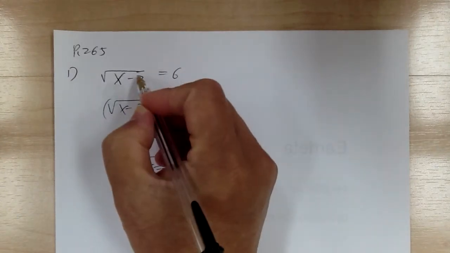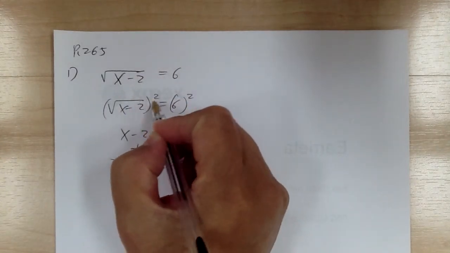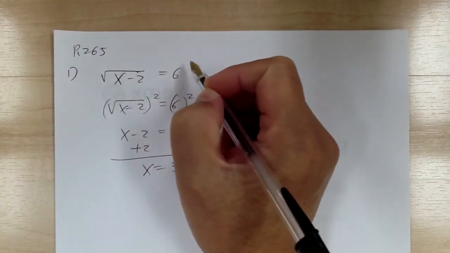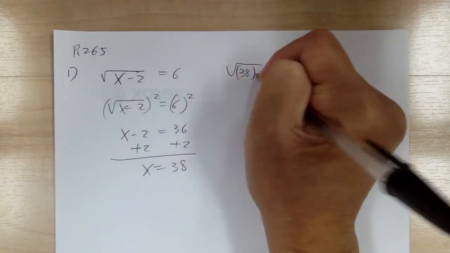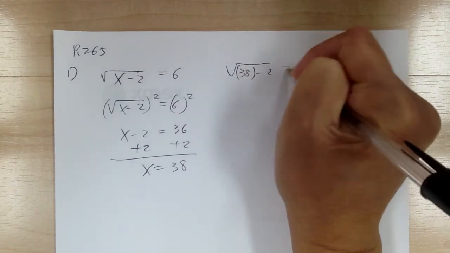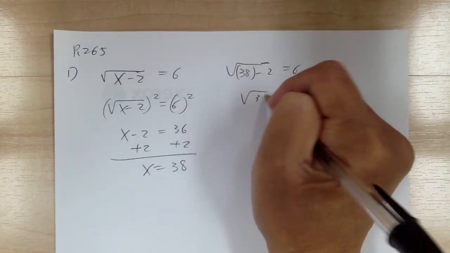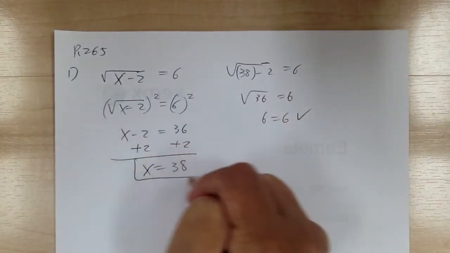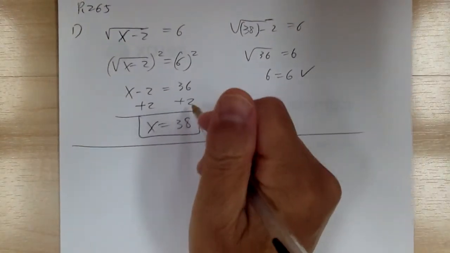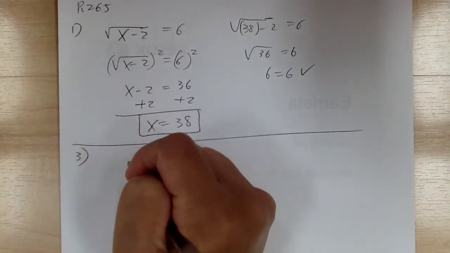Now whenever you have a radical equation, when you square the square root, you always have to check your answer, make sure it's okay. So you come over here, you check your answer. So substitute back in there. So you got square root of 36 equal to 6. So 6 equal to 6, so checked. So it's good. Okay. So make sure you check your answers. You have to check all your answers.